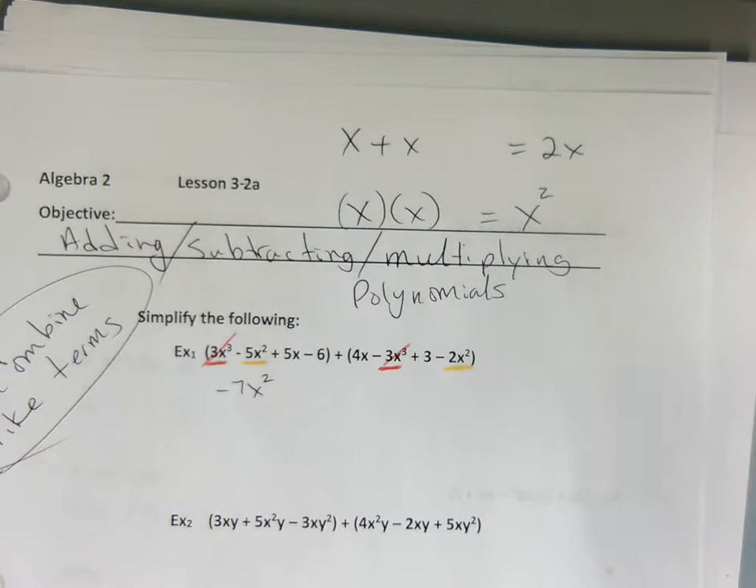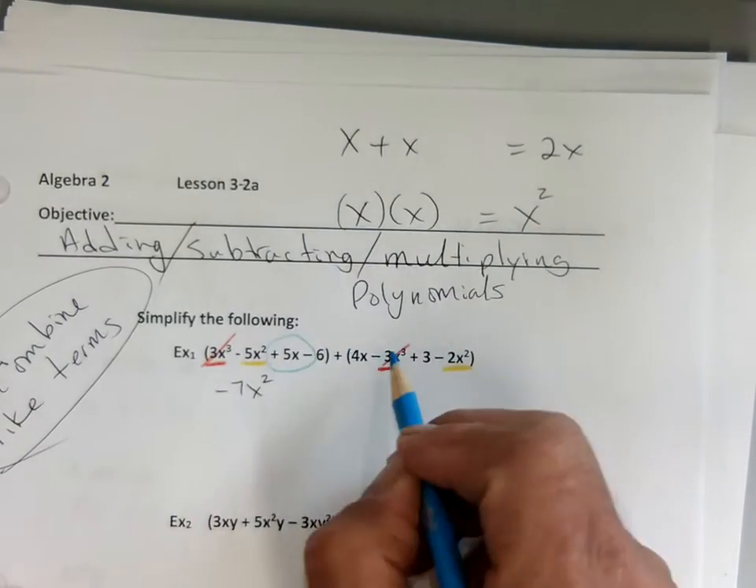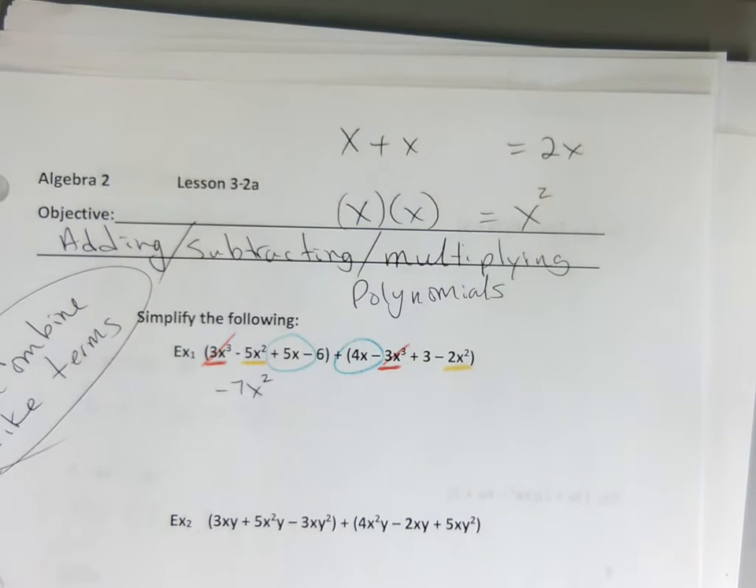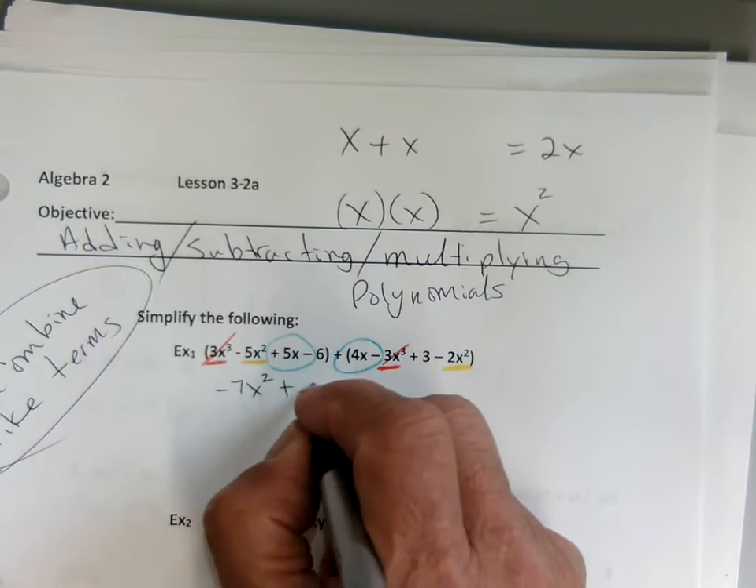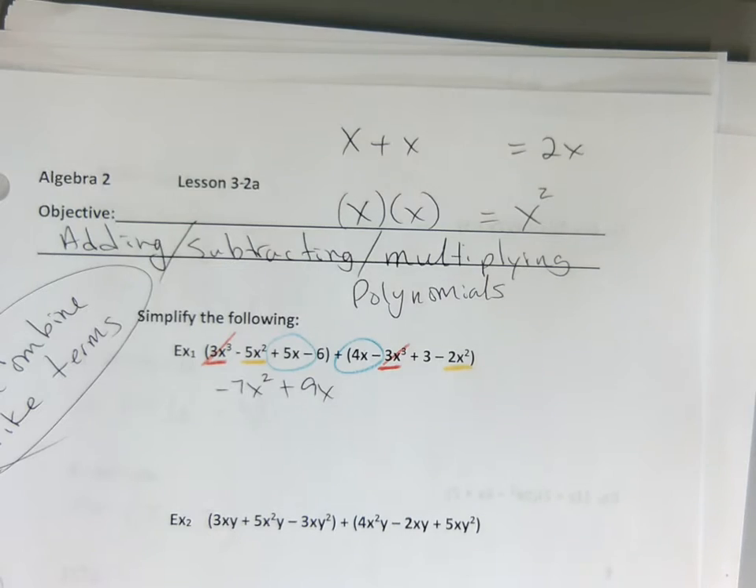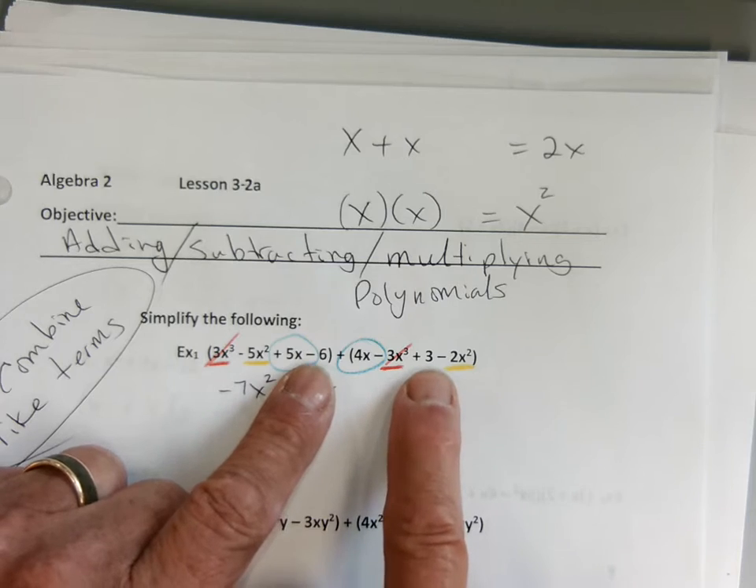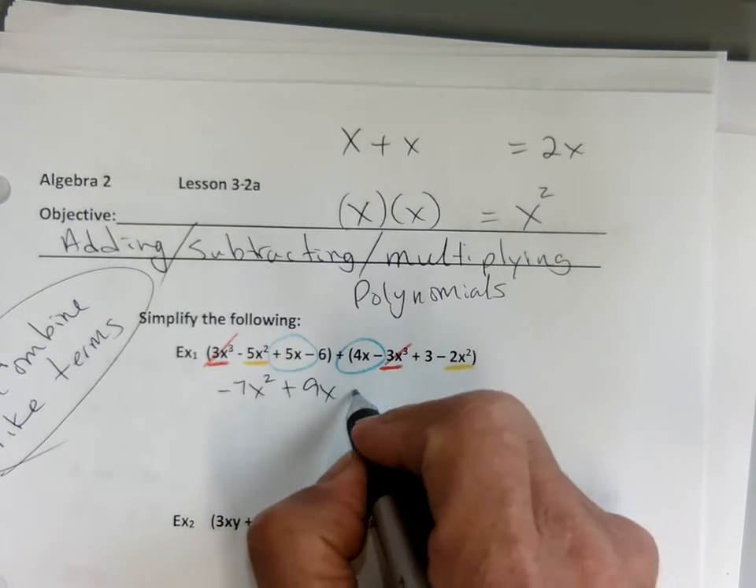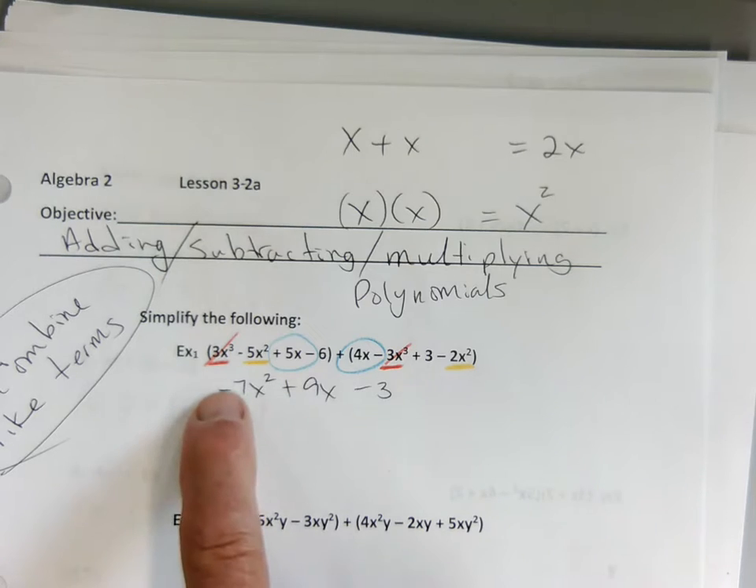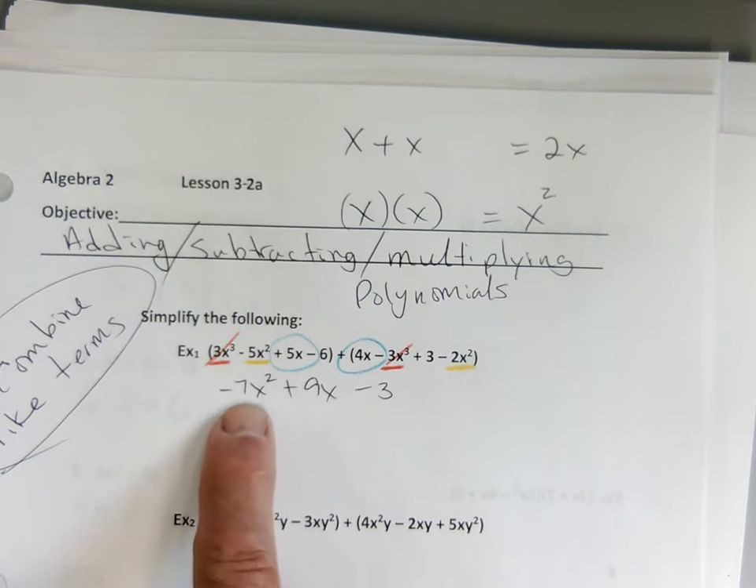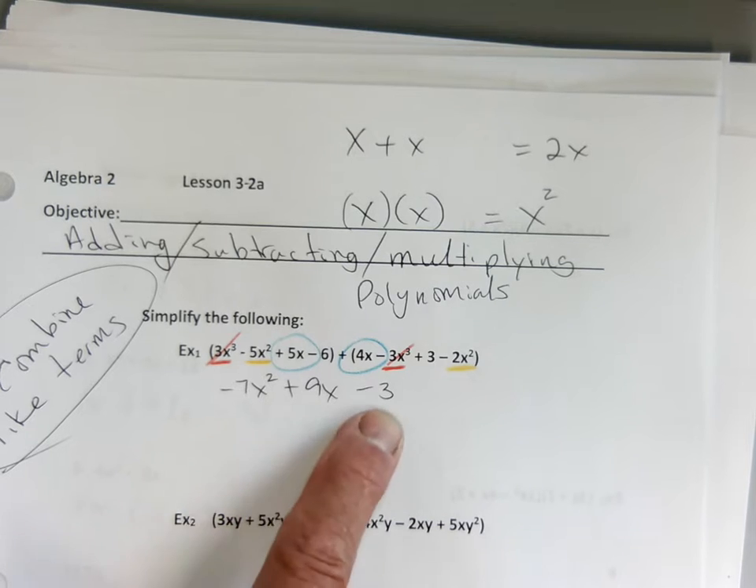What else do we have that is the same? Well, looks like I've got a 5x with a 4x. Those are the same. So 5x plus 4x just makes a 9x, right? So plus a 9x. And then finally, I've got negative 6 and positive 3, which makes a negative 3. I'm done because you can't combine these because they're different. Those are x squareds, those are x's, and those are just numbers. They're all different, okay? Does that make sense?